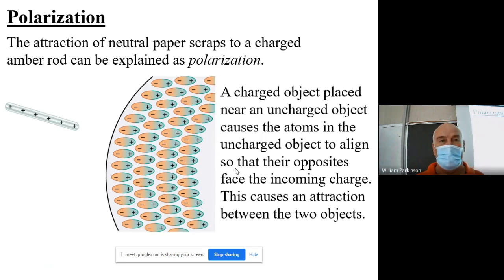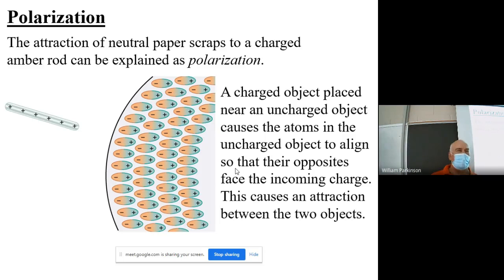They like that. So now there's an imbalance of charge in the paper, and it can stick to the rod. So if the paper gets polarized, it can temporarily attract. So that's the magic of the phenomenon.